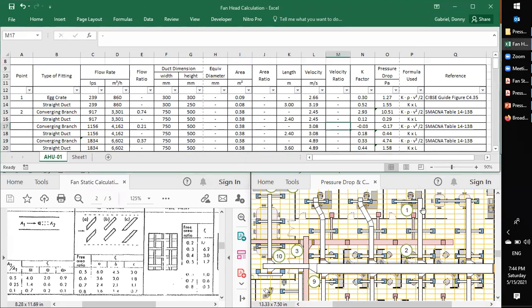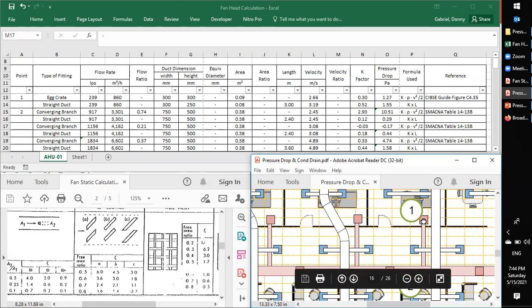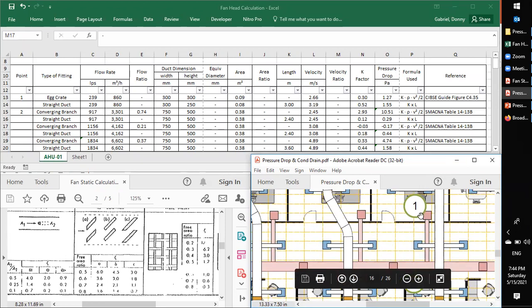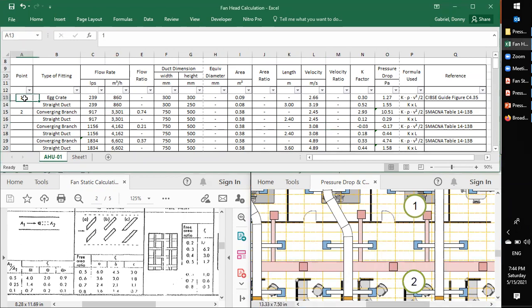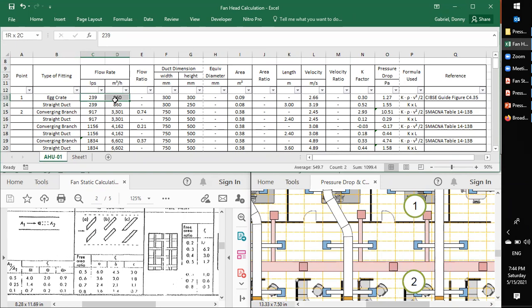All right. So we will go with point 1 there. I mark this return air grill as point 1. So I put here point 1, type of fitting, egg crate or return air grill. For this egg crate, I know the flow rate and the size. So the area is easy to calculate: this one times this one equals this area. Velocity is the flow rate divided by area, and you will get the velocity.